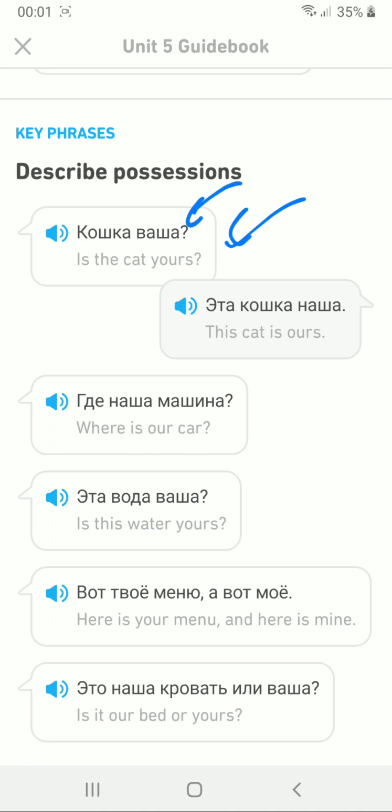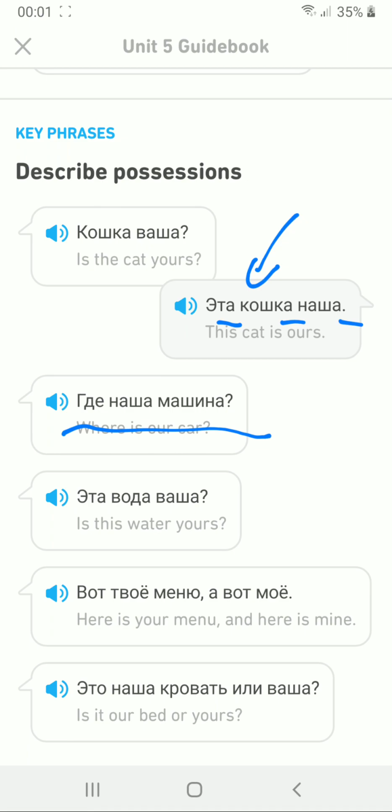This is clear. In Russian, you don't have this possessive pronoun. You just have the same form for possessive adjectives and for possessive pronouns. In English, these are two different things, like we saw in the table. So koshka vasha, eta koshka nasha. Eta is also written differently because koshka is feminine, so you conjugate everything according to gender and number. Gdzie nasha mashina, also nasha, because it's mashina. So, where is our car? Eta vada vasha? It's a question. Vada is also feminine. Vasha and eta are all with an A at the end.